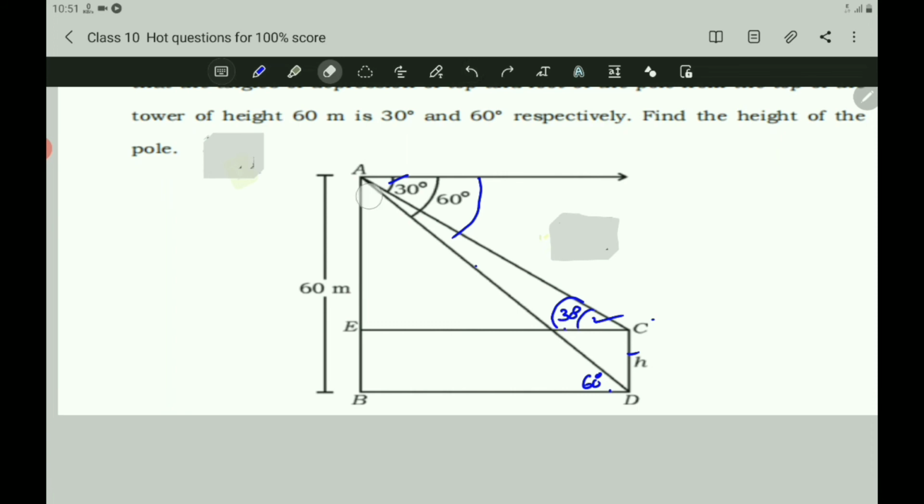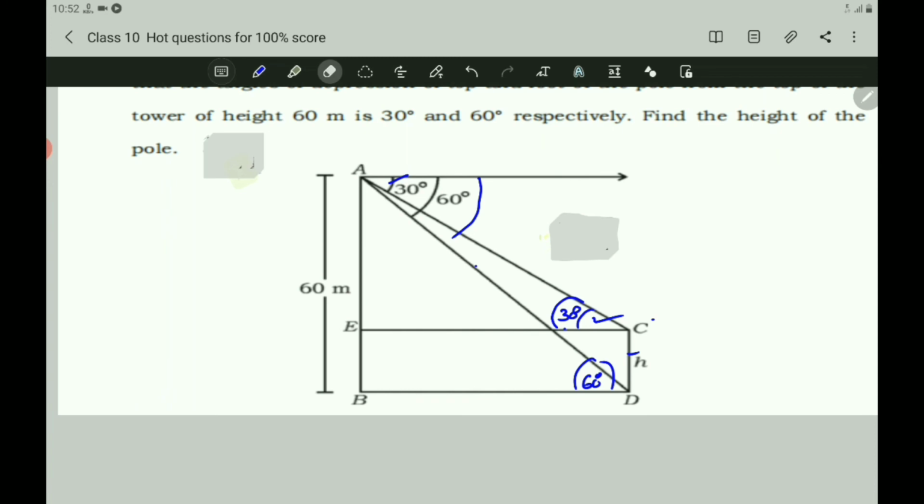And also in the triangle ABD for the 60 degree angle, you know that AB becomes the opposite side and BD becomes the adjacent side. Same ratio you can use here. For this triangle also you can use the opposite side divided by adjacent side.